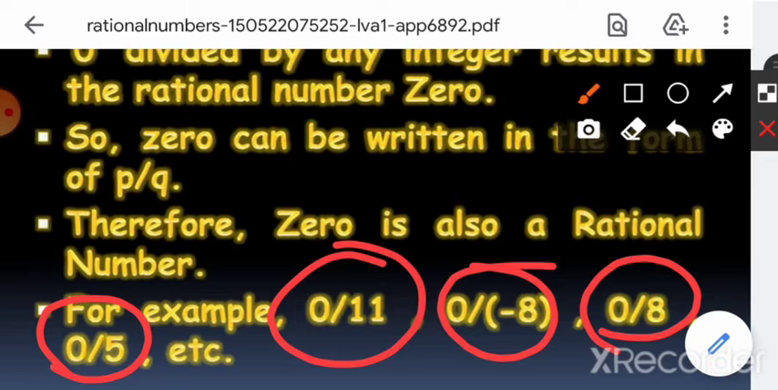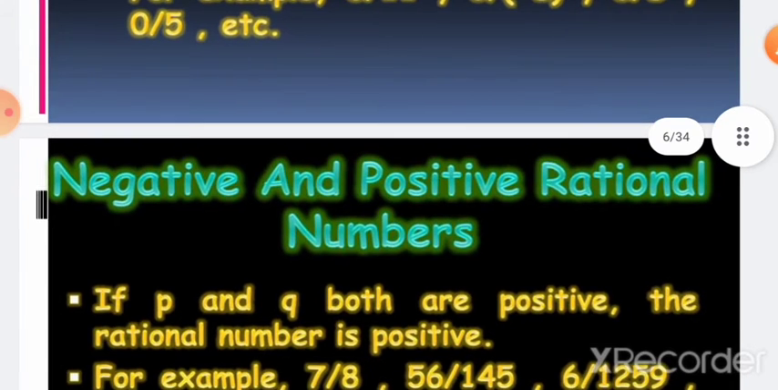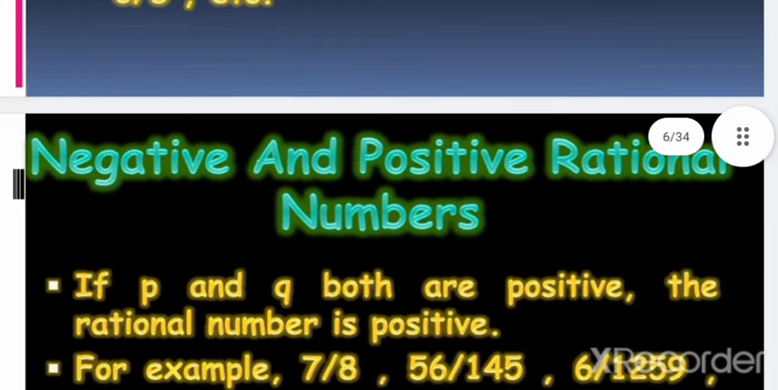It means all numbers which can be written in the form of p by q, where q does not equal 0 but p and q are integers, are rational numbers. So now the next point is negative and positive rational numbers.